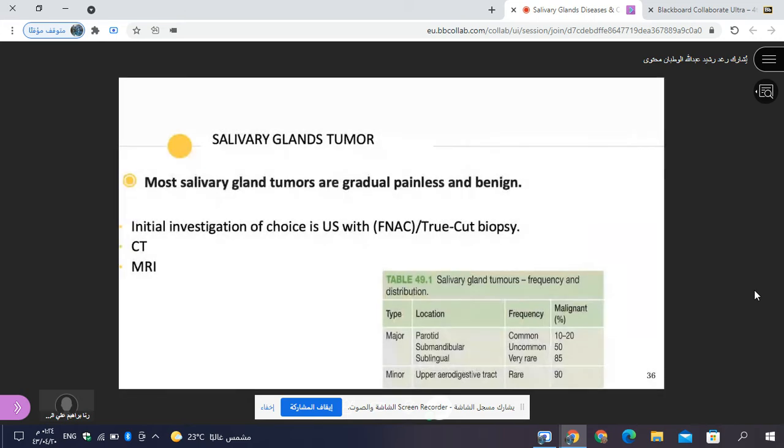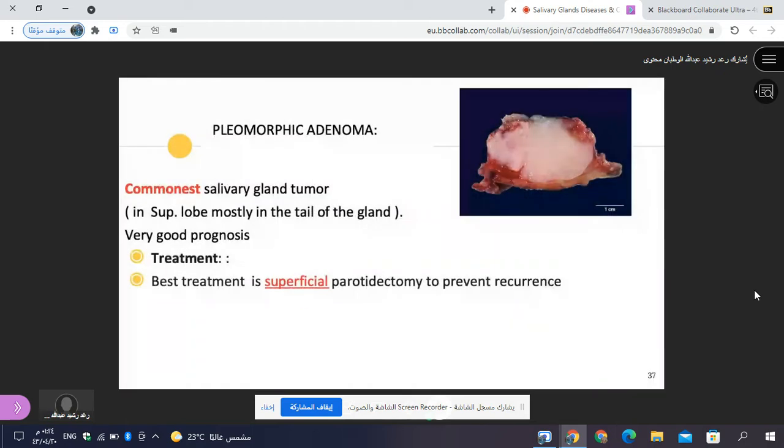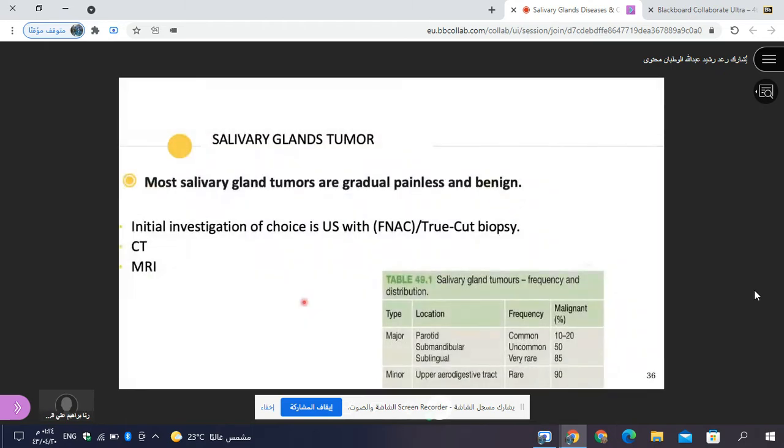Okay, now let's move to the salivary gland tumor. Most salivary gland tumors are painless, benign and of gradual onset. For the initial and the specific investigation, we should use ultrasound with fine needle aspiration with or without true cut biopsy. CT and MRI images are both very useful. This is for the initial and the specific investigation, but we can also use routine investigations like vital signs, CBC, liver function tests.